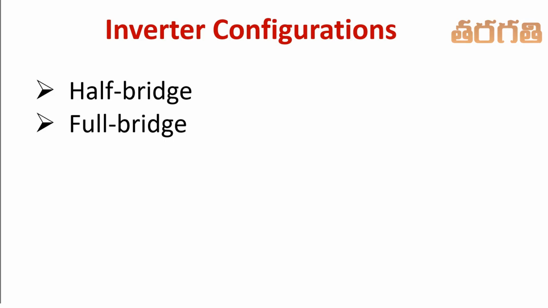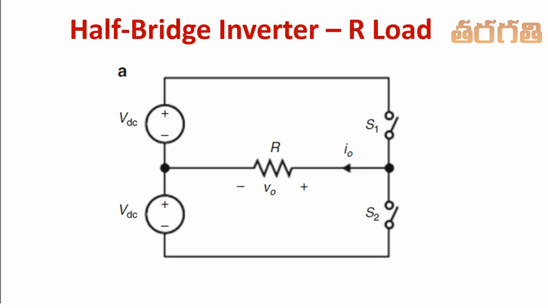This is the circuit diagram and arrangement of a half bridge inverter supplying a resistive load. Two switches, S1 and S2, are connected in series, and two sources are connected in series, so that the load is connected between the middle point of the switches and the interconnected point of the sources.